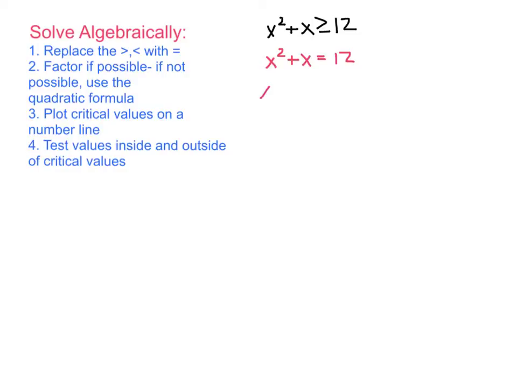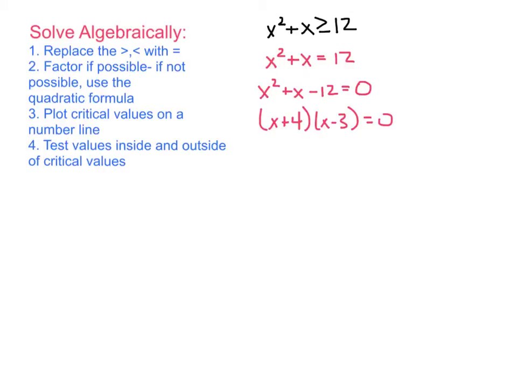So to factor, I need everything to be on one side of the equal sign. So the 12 becomes negative. And now I can factor this because x plus 4 times x minus 3 gives me x squared plus x minus 12. Negative 4 times negative 3 is negative 12. Negative 4 plus negative 3 is just 1.